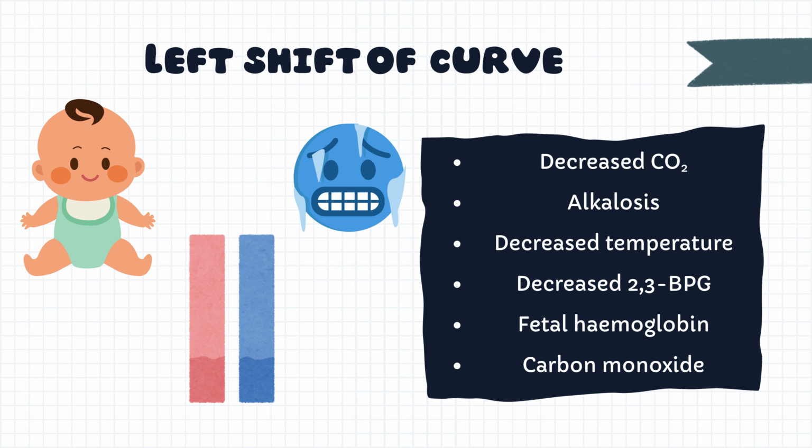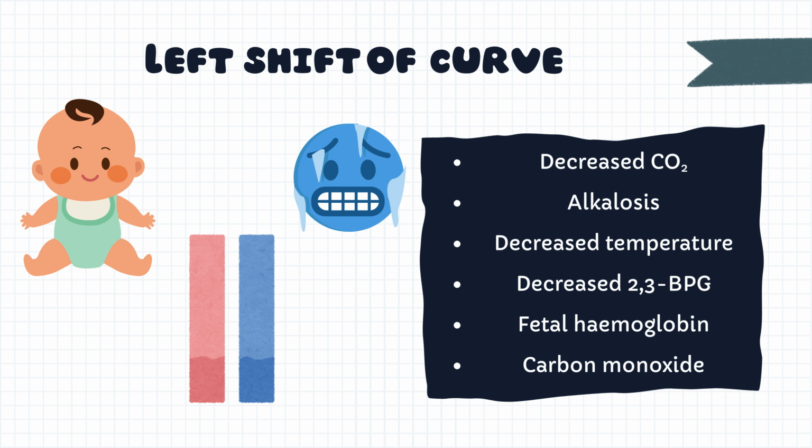Decreased temperature. Lower temperatures, such as in hypothermia, shift the curve to the left. Hemoglobin won't release oxygen as easily in cold tissues. Decreased 2,3-BPG. This happens in stored blood, or in certain enzyme deficiencies. With low 2,3-BPG, hemoglobin becomes sticky for oxygen. Fetal hemoglobin. Fetal hemoglobin is naturally left-shifted. It binds oxygen more tightly so that the fetus can extract oxygen from maternal blood across the placenta.